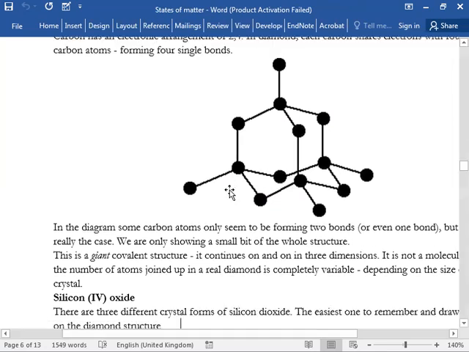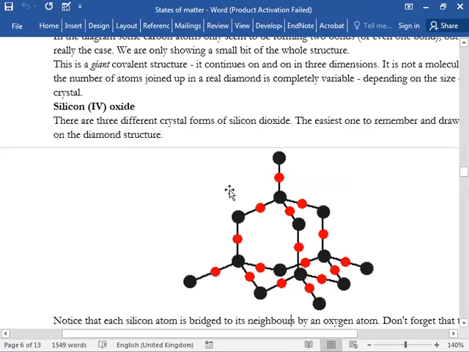Now similarly, if I go for silicon 4 oxide, every silicon is bonded to 4 oxygens, and every oxygen is bonded to 2 silicons. Have a look at it. Every silicon is bonded to 4 oxygens, and every oxygen is bonded to 2 silicons. The final empirical formula is SiO2, but this is the structure it tends to have.